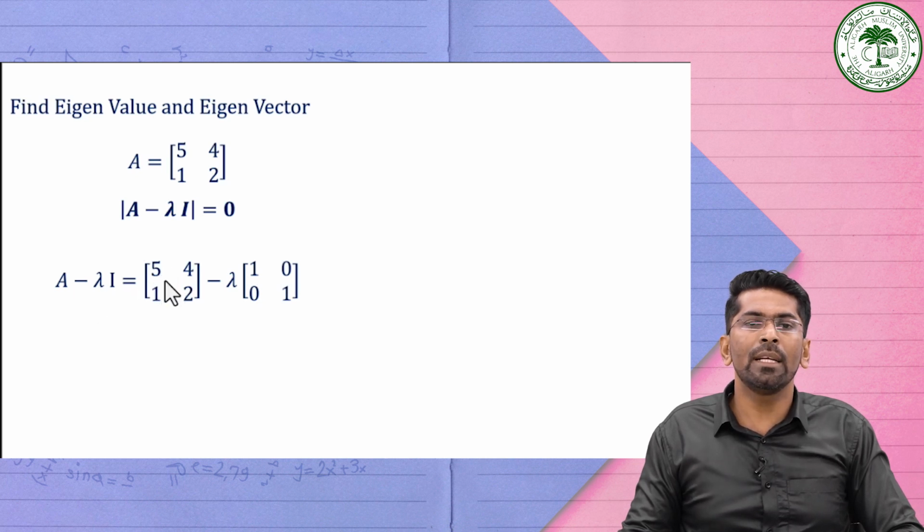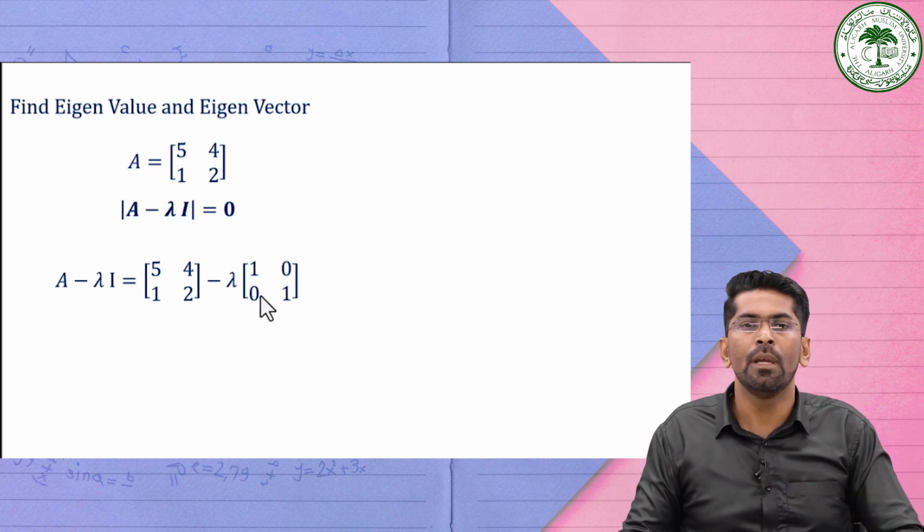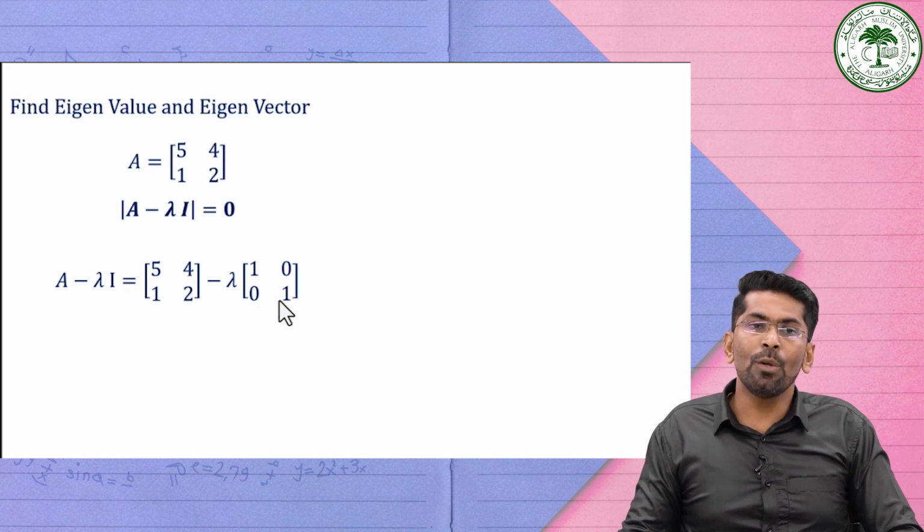Here the original matrix A is [5, 4; 1, 2] minus lambda into the identity matrix. Since we have a 2 by 2 matrix, we are going to introduce a 2 by 2 identity matrix, which is [1, 0; 0, 1]. Now we are going to multiply lambda into the identity matrix.